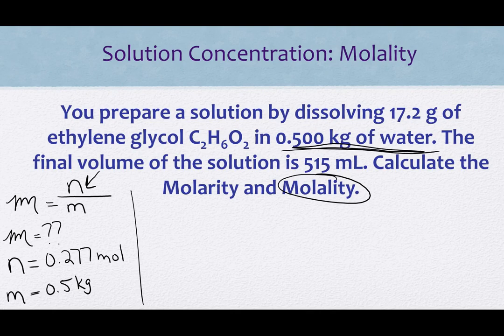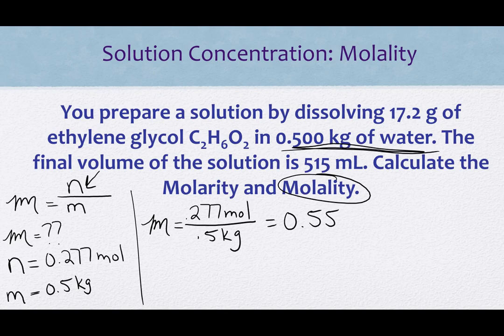So this one's just a simple plug and chug. So the molality of this solution is 0.277 moles divided by 0.5 kilograms. So 0.277 divided by 0.5 equals 0.55 molal. So you could, again, do the little cursive m, or just carry over moles per kilogram. So again, you have both options.